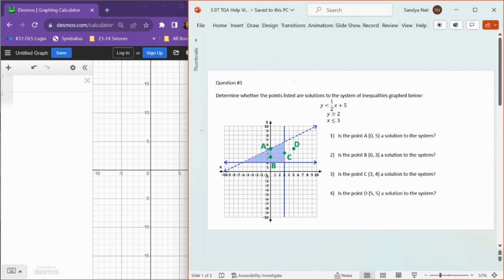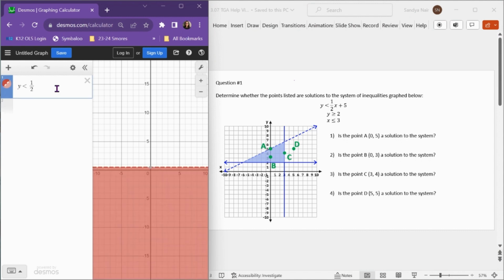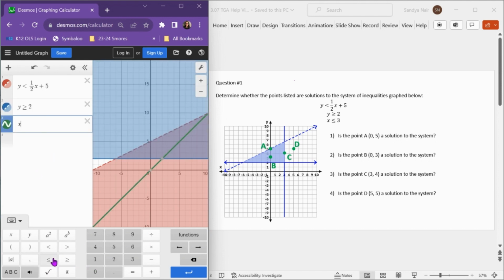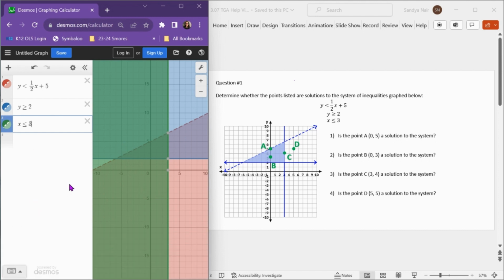You can use the graph I have pictured here, or the reason I gave you the inequalities written out is because I know some of you prefer to use Desmos. If you want to use Desmos, you can use the link that I have in the assignment, or you can just type in the inequalities. I'm just going to go ahead and type them in, because sometimes it is easier to see if a point is a solution just by typing it into Desmos. Now I've typed in all the inequalities.